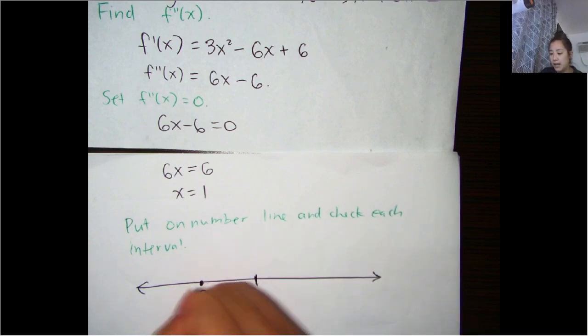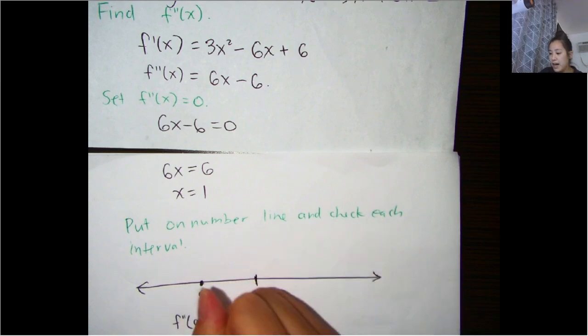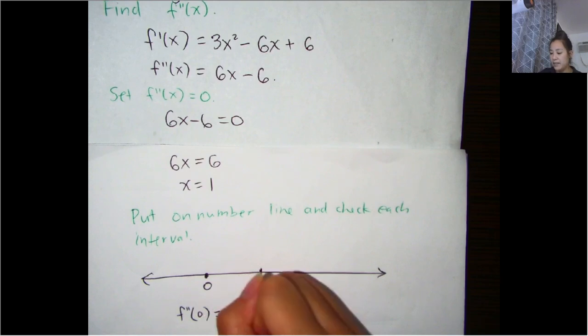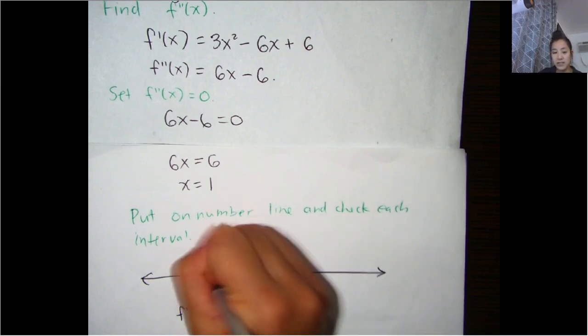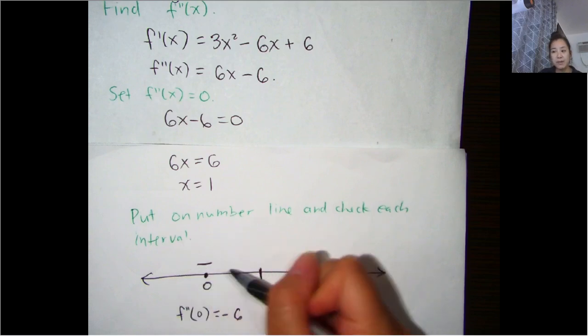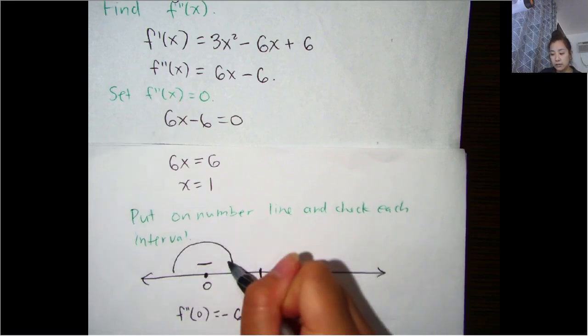Again, we're plugging it into the second derivative. So f double prime of 0 equals, we plug it into 6x minus 6, and that's going to be negative 6. So that's negative. This is a sign chart here. We're going to put negative here. And so f double prime is negative, which means concave down.